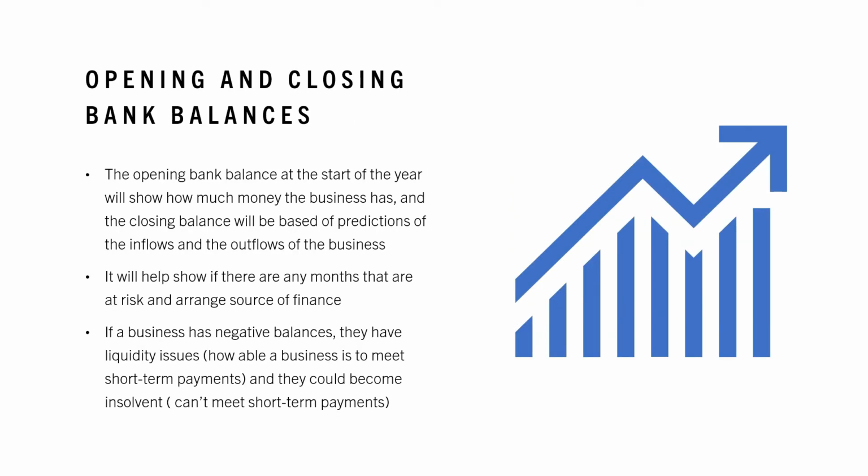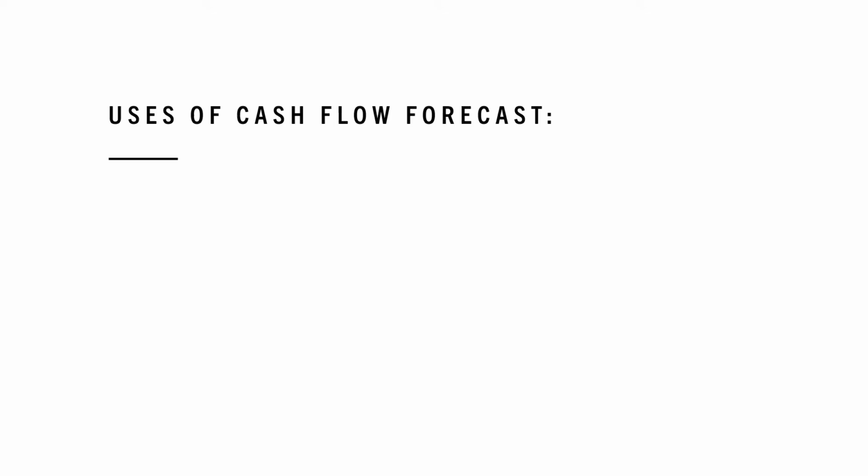Opening and closing bank balances. The opening bank balance at the start of the year will show how much money the business has, and the closing balance will be based off predictions of the inflows and the outflows of the business. It will help show if there are any months that are at risk and they can arrange any source of finance. If a business has a negative bank balance, they have liquidity issues. Liquidity issues is showing how able a business is to meet any short-term payments. If they can't meet short-term payments, they can become insolvent.